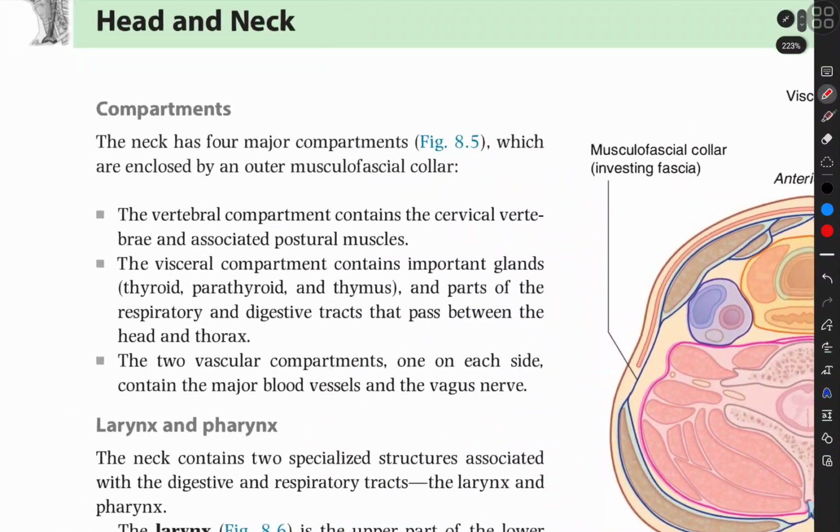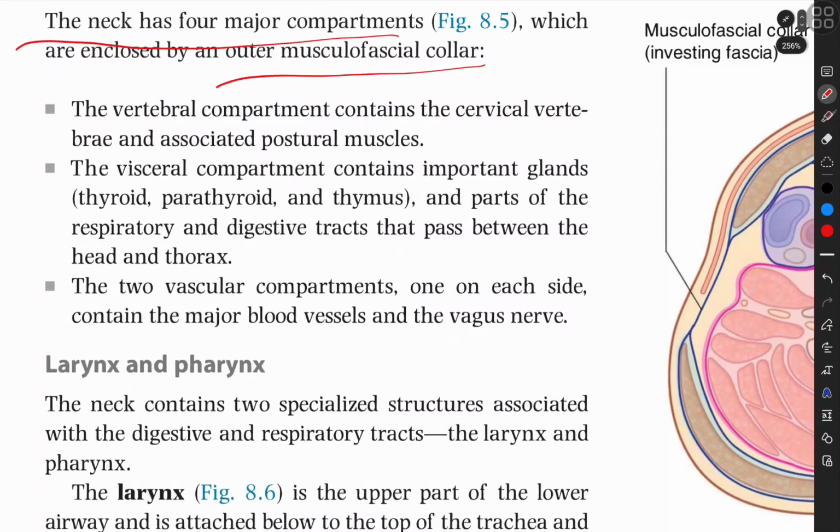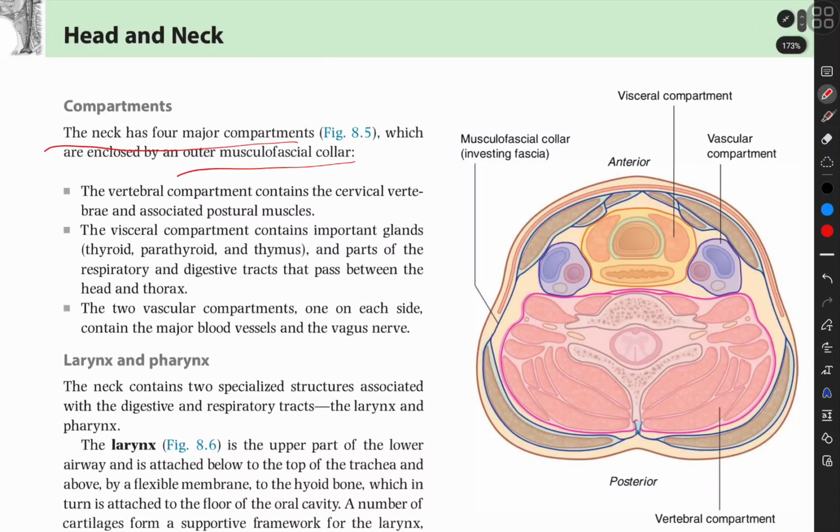Compartments. The neck has 4 major compartments which are enclosed by an outer musculofascial collar. Vertebral compartment: this one contains the vertebrae and the muscles surrounding them. The visceral compartment contains important glands.